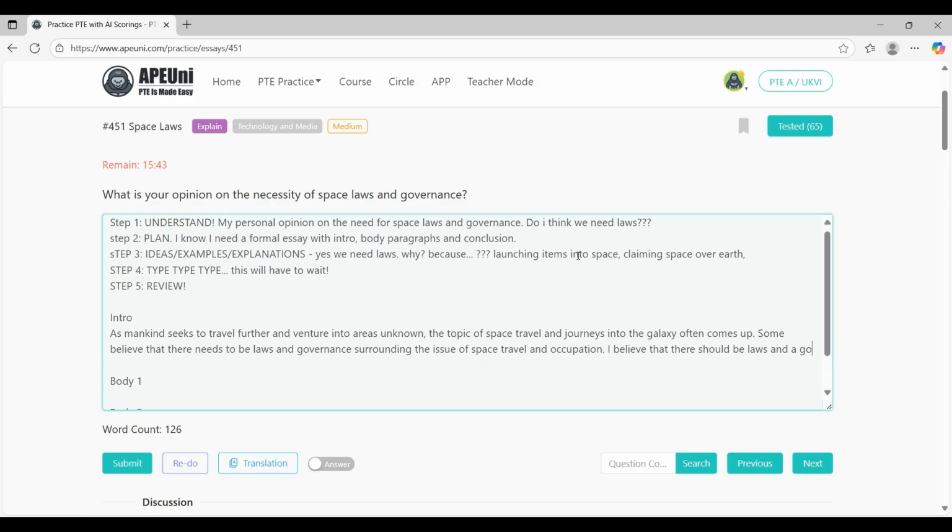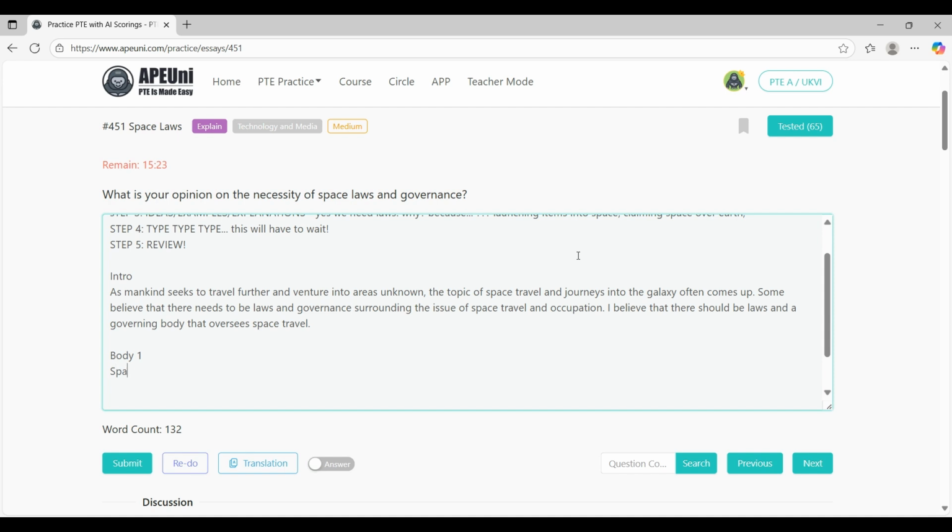As you can see here in the introduction, I have used one sentence to paraphrase the statement, which is the necessity of space laws and governance, and one sentence to firmly answer the question. Space travel begins... now let me have a think here. The first steps of space travel. Right, and we can skip a lot of this. As you can see, I am typing and thinking at the same time, correcting mistakes and grammar as I go along.